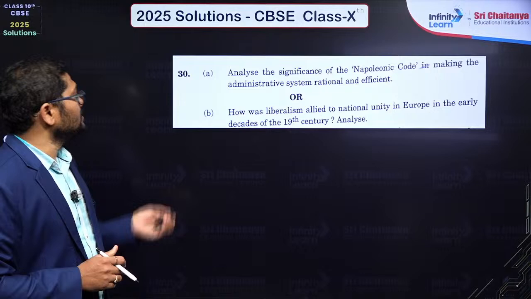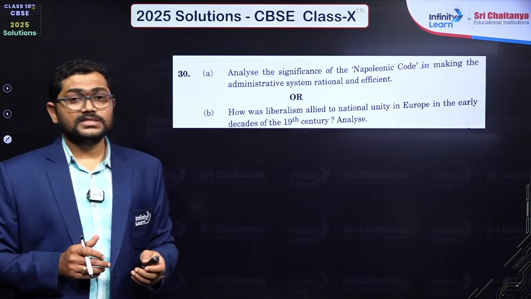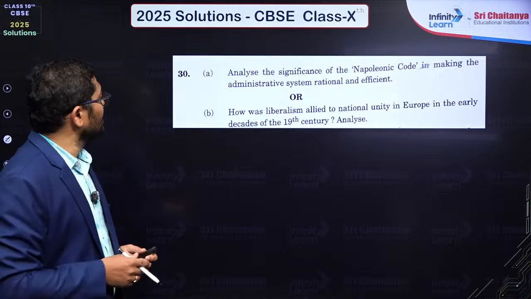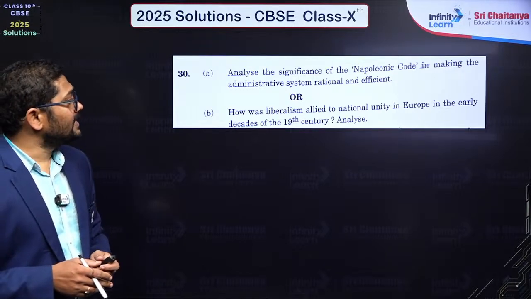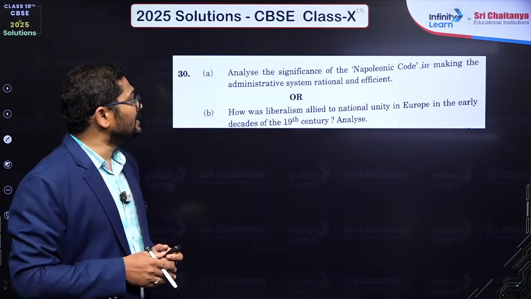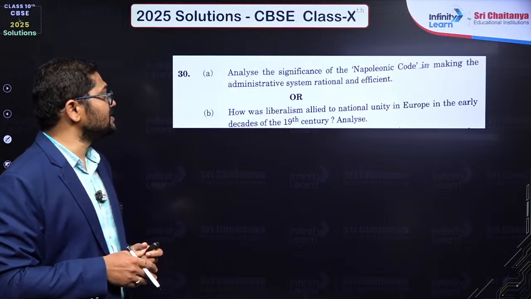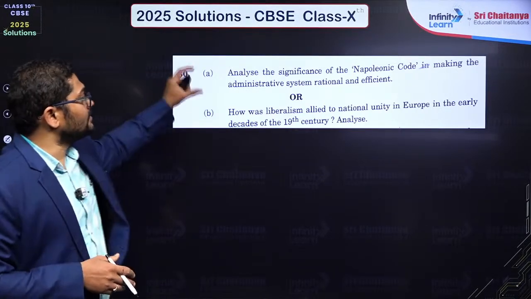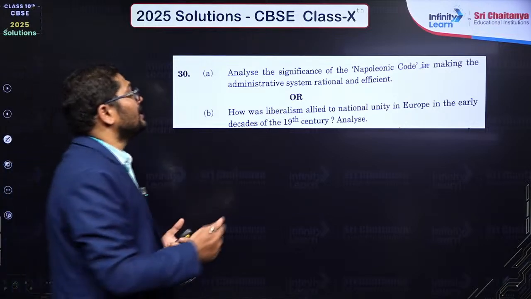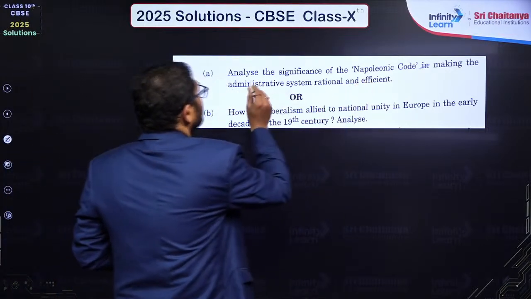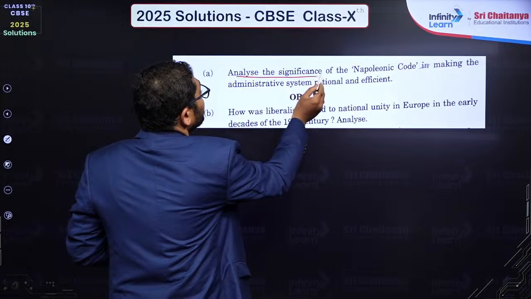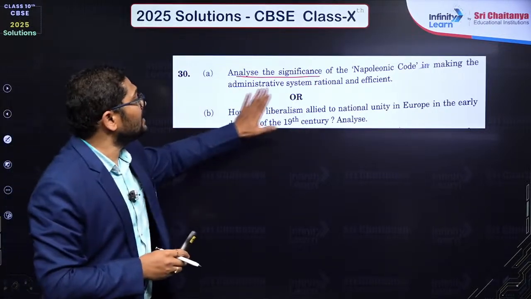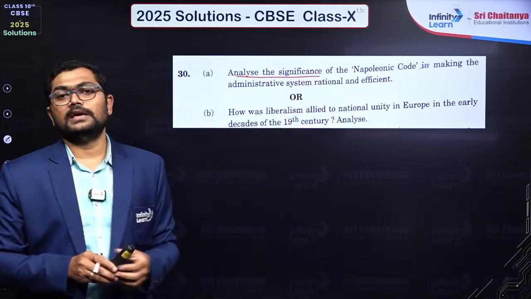Then we are moving on to the 5 markers. The first one, 30A: analyze the significance of the Napoleonic Code in making the administrative system rational and efficient. If you see this question, it is not only talking about the Napoleonic Code, it is actually asking: analyze the significance. What is the importance of the Napoleonic Code in making the administrative system rational and efficient?